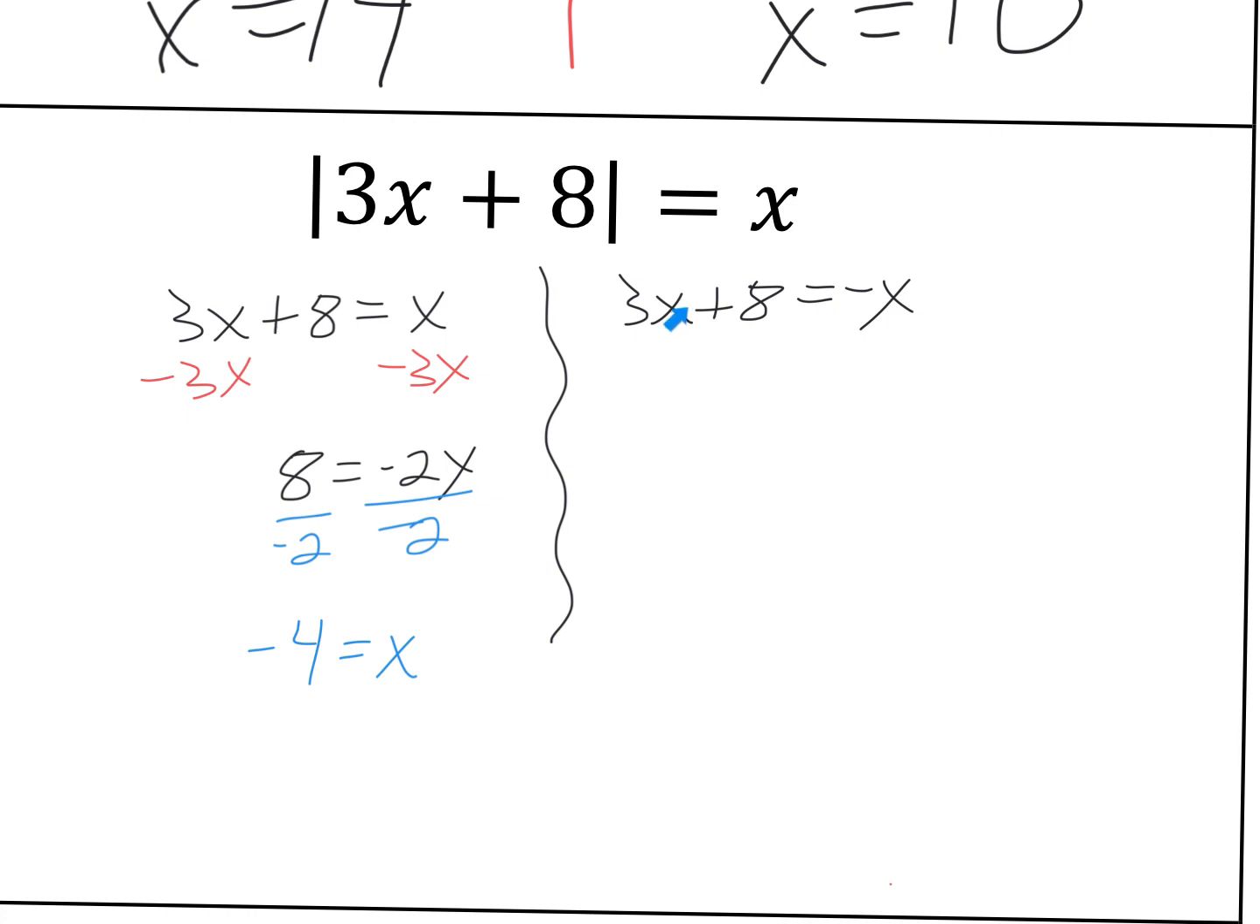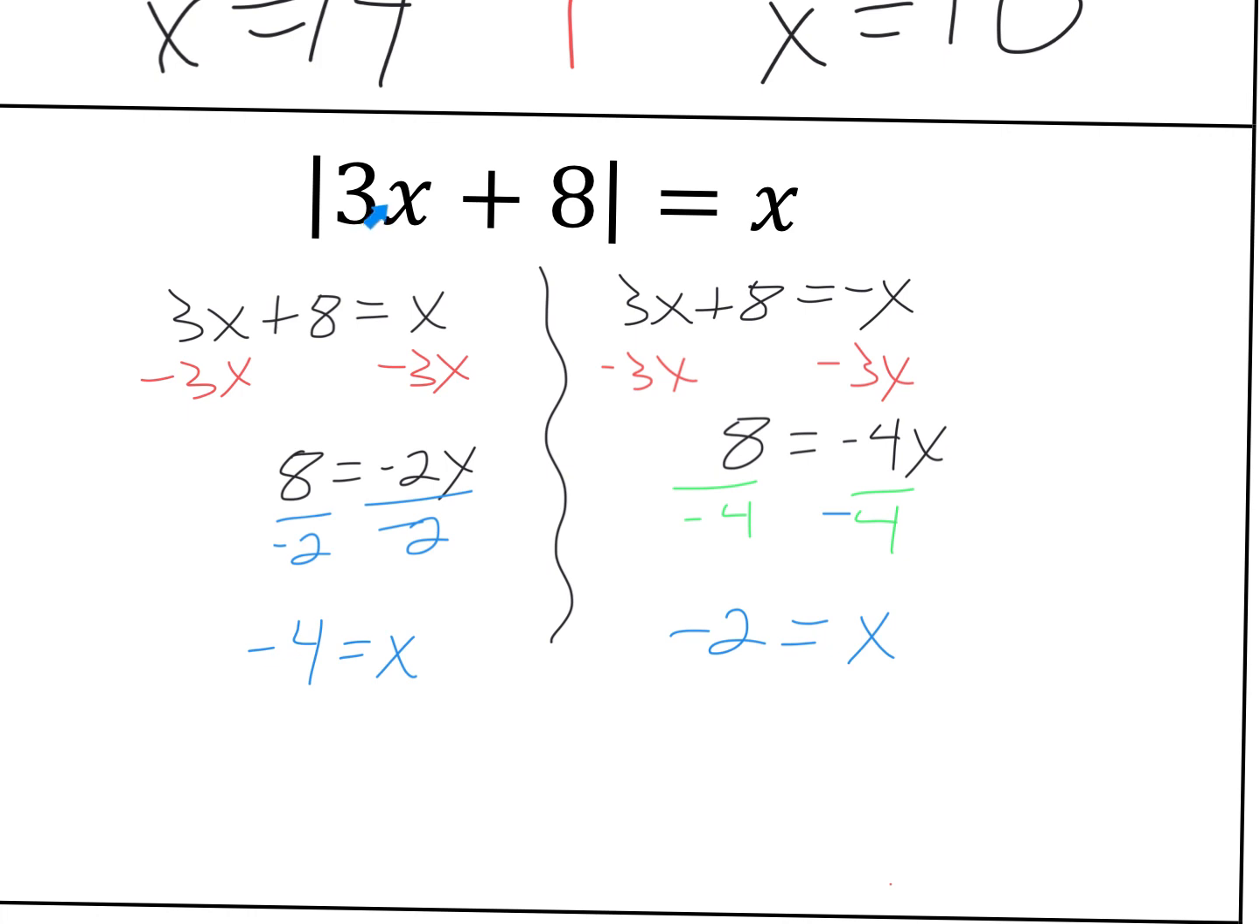On the right side, again, I'm going to move my x's over here because my constants are already by themselves over here. So I will subtract 3x from both sides. And in this equation, I see that 8 equals negative 4x. And then I divide by negative 4. And when I divide by negative 4, I see that x equals negative 2. Okay, let's check our answers.